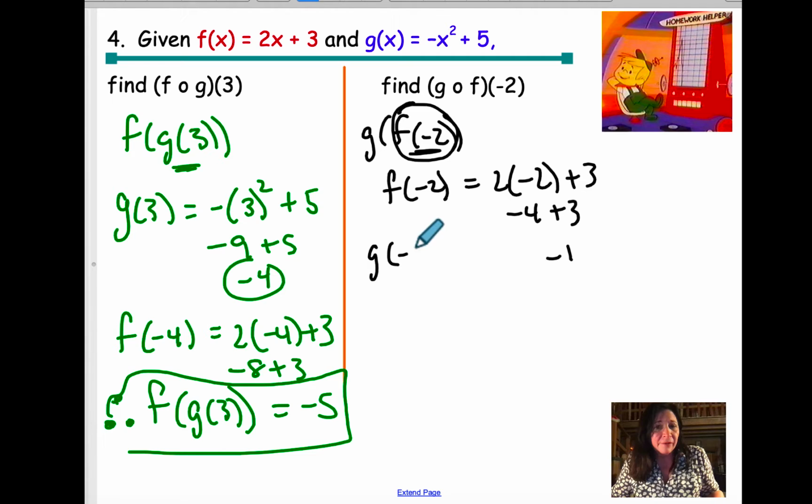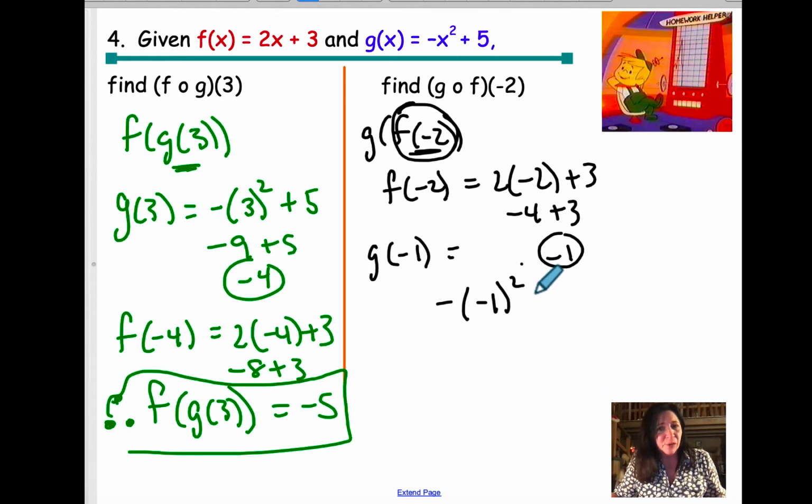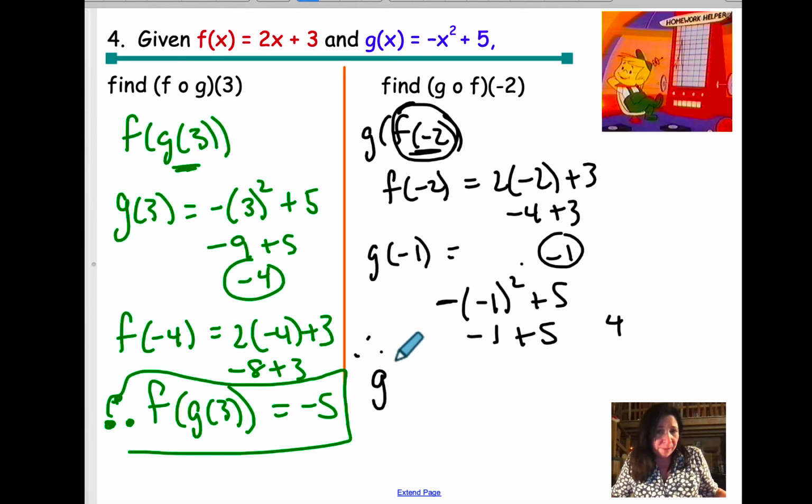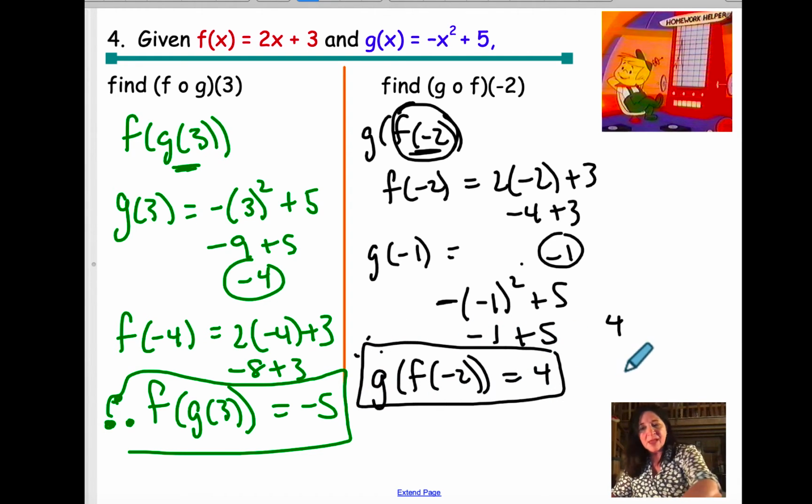So we're going to go g of -1. That's going to be the opposite. Like I said in the other problem, take the value that you got and make sure that it's in parentheses, so that it distinguishes from any value outside that could be the opposite. So we have -1 quantity squared and then add 5. This here is 1, but when I do the opposite, that's now -1 plus 5, which is 4. So therefore, g of f of -2 is equal to 4. And then you would just box that up, okay?